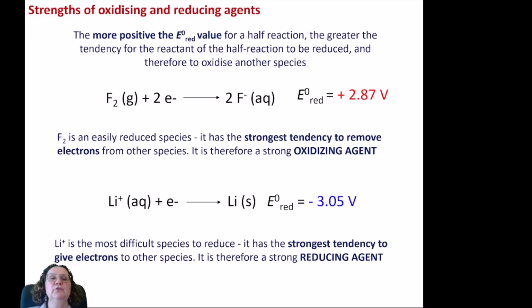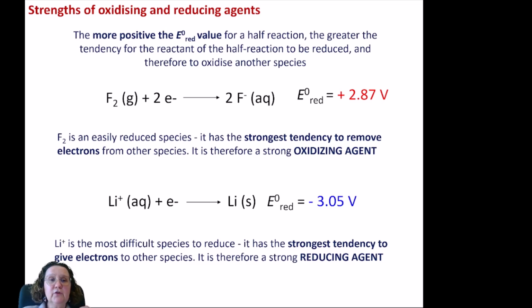Another way you can use the tables of electrode standard reduction potential is to work out what's going to be a good oxidizing agent and what's going to be a good reducing agent. So for example, if you look at the reaction I have at the top of the slide, fluorine against 2 electrons that produce the 2 fluoride anions, that standard reduction potential is plus 2.87 volts. So it's not only a positive number, it's a large number.